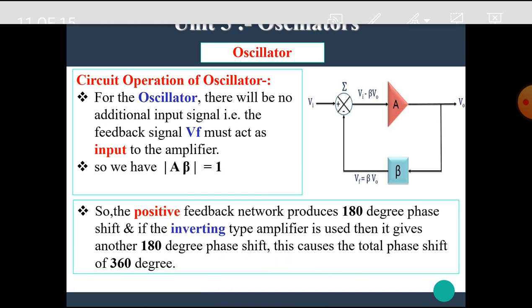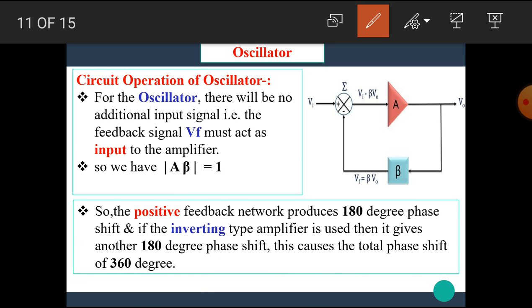Okay. Now for the oscillator there will be no additional input signal. That means the feedback signal Vf must act as the input to the amplifier. So we have magnitude of A into beta is equal to 1.